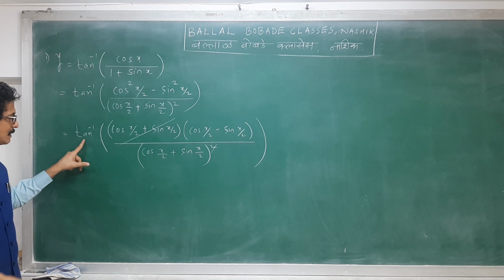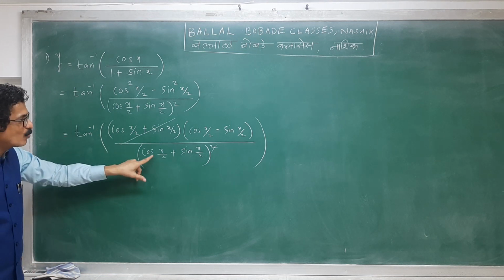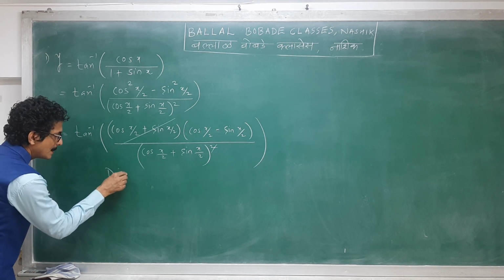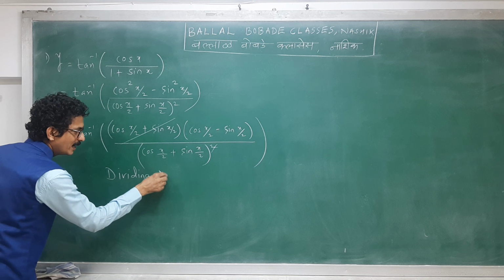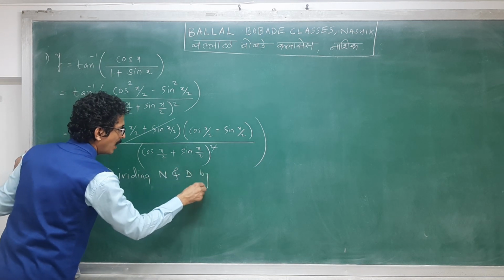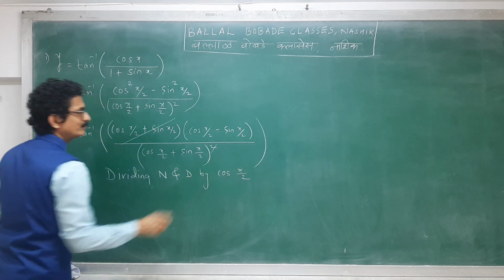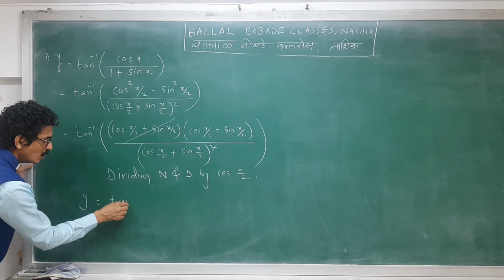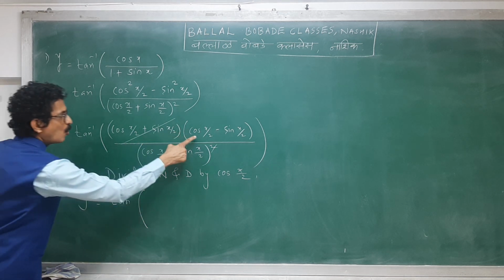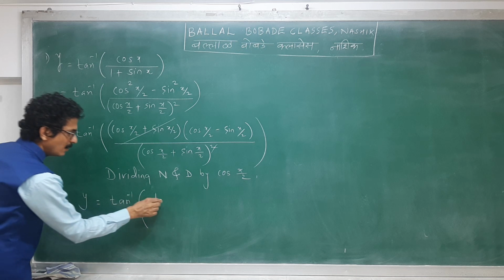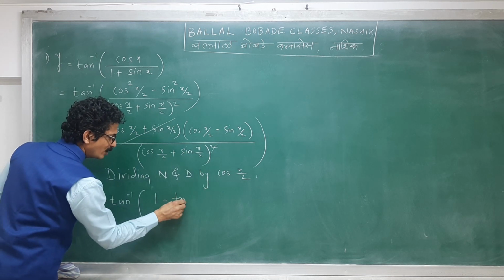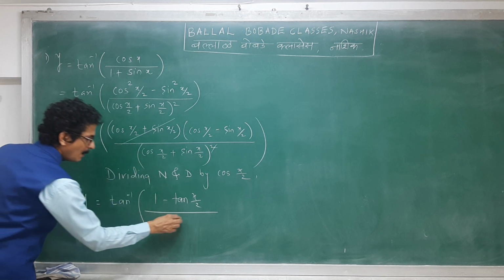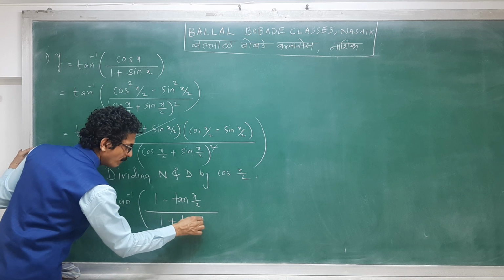Always remember, in problems such as tan inverse, you should try to get 1 at this place. How to get 1? Dividing numerator and denominator by cos x by 2. When you do that, what you get is y equal to tan inverse of, you see, cos x by 2 upon cos x by 2 it is 1, sin x by 2 upon cos x by 2 it is tan x by 2, divided by cos x by 2 upon cos x by 2 which is 1, plus sin upon cos, it is tan of x by 2.